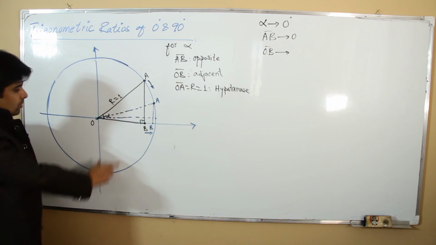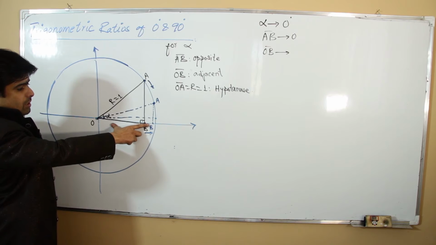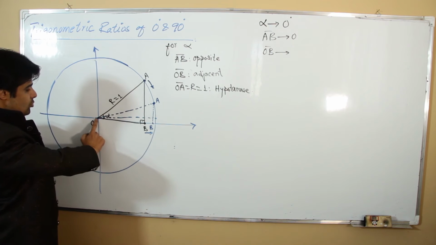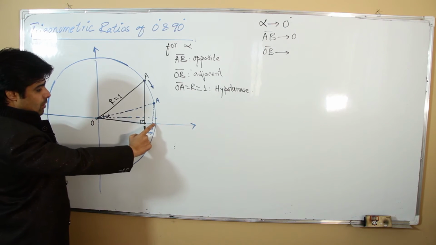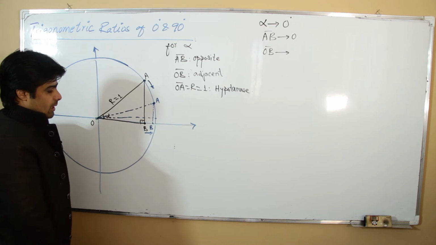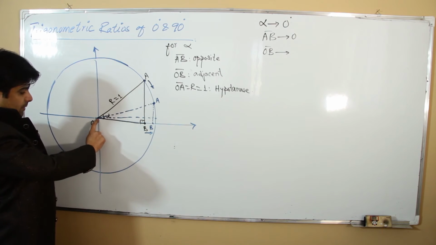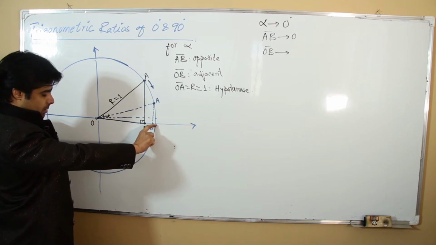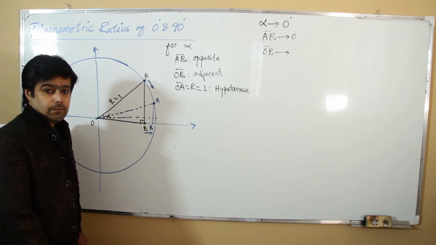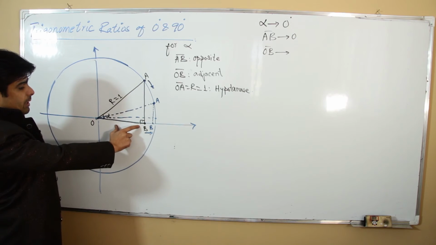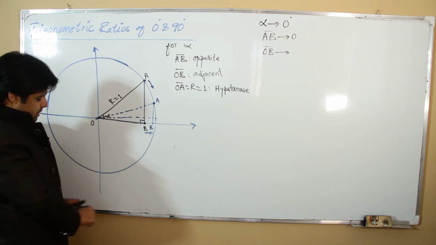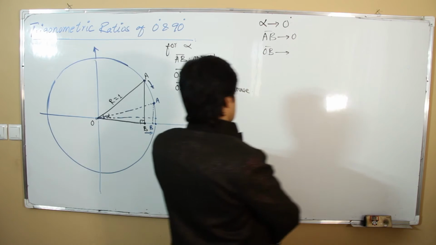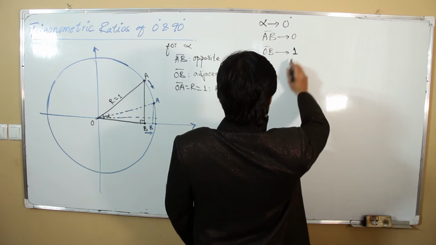OB, you know, this is OB, and B moves to the circumference, so the line joining the origin with the circumference works like a radius. Why? Because this is the center of the circle, and this point is the circumference of the circle. So OB increased, and B approaches this side. I mean, OB approaches 1.